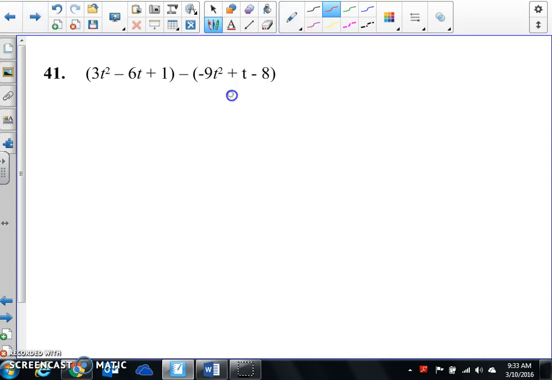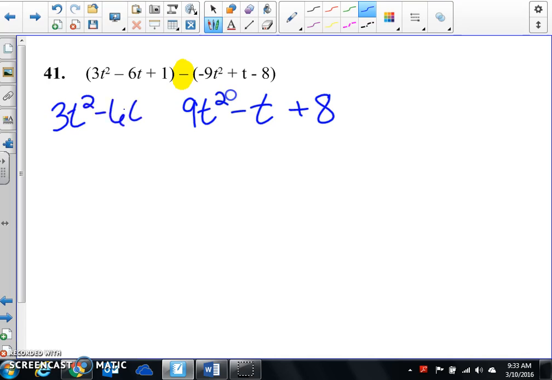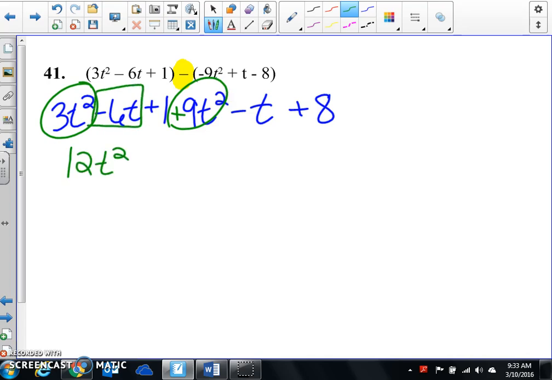However, and this is the biggie, if you've got a negative, the first thing you do is rewrite that second polynomial with opposite signs. So this is now 9t squared minus t plus 8, and then drop down your first polynomial. Now I combine like terms. 3t squared plus 9t squared is a positive 12t squared. Negative 6t minus 1t is a negative 7t, and 1 plus 8 is a positive 9.